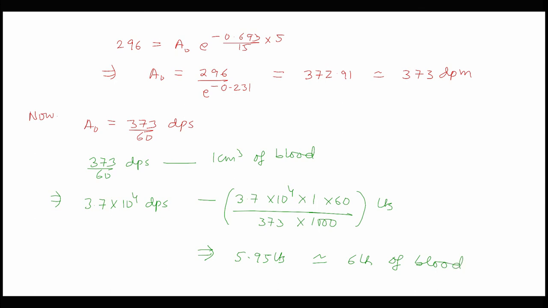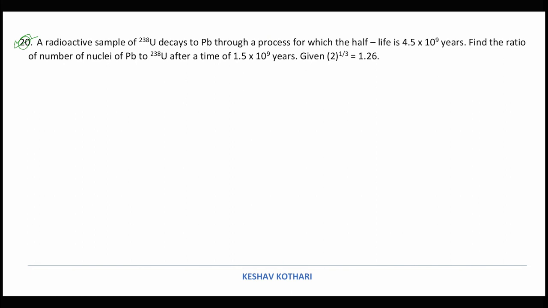Let us move to the next problem. A radioactive sample of uranium-238 decays to lead through a process for which the half-life is 4.5 into 10 to the power 9 years. Find the ratio of the number of nucleus of lead to uranium-238 after a time of 1.5 into 10 to the power 9 years.